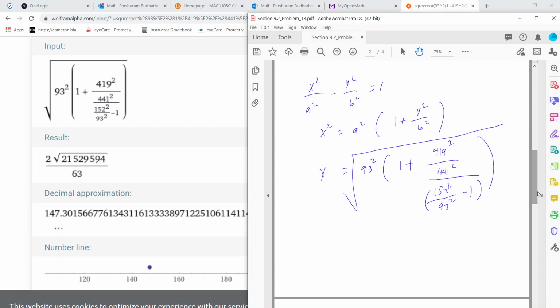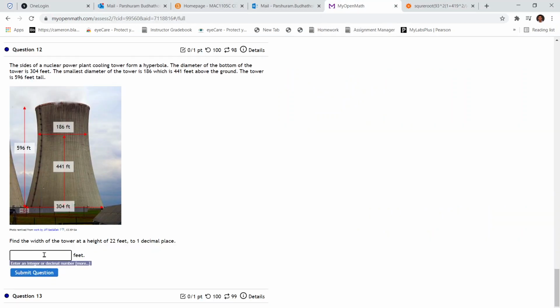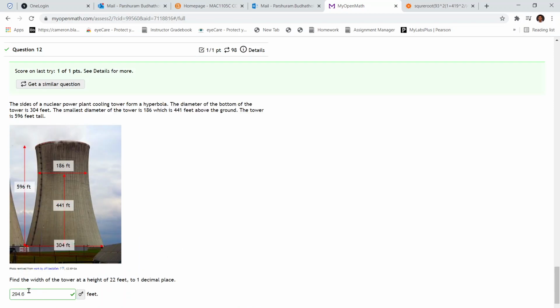So this value is approximately 147.30, and width is actually 2 times this value. 2 times this is 294.60 feet. So I'm going to plug this value back here, 294.6. That's 1 decimal place, and that's right. Okay.